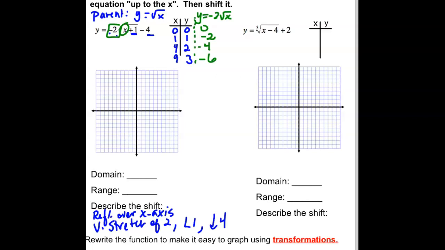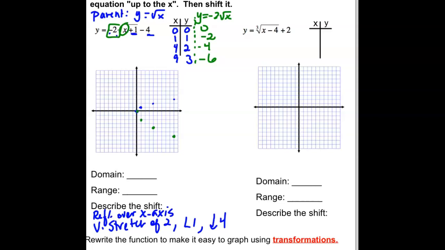Okay, so let's plot those points. Again, my blue ones were here: 0, 0, 1, 1, 4, 2, and 9, 3. But we're going to reflect and stretch this. So my green points would be 0, 0, 1, negative 2. Okay, so we reflected it and stretched it. 4, negative 4. And 9, negative 6.